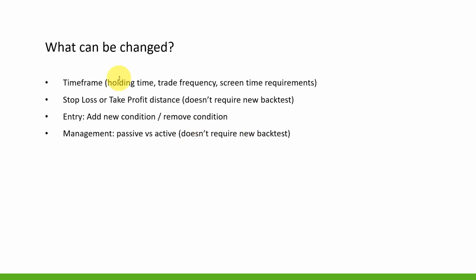And what can we change? We could change the time frame, which will change the holding time, how many trades you have, and also the screen time requirements, how long you have to be in front of your screen. You can also change stop loss and take profit distances. Often this doesn't even require a new backtest if you are smart enough and plan ahead. I will show you how to do that. Entry, we could change and add a new entry condition. We could remove an entry condition. We could change the management. Here also we don't usually need a new backtest. We can just replay our results, interpret them differently, and then we have the answer. There are a lot of huge time savers in this process, as I will show you.